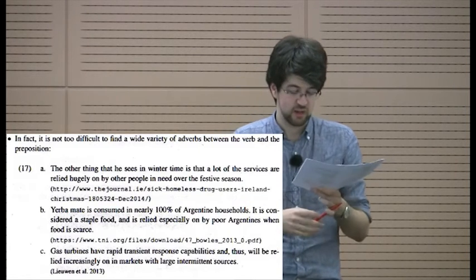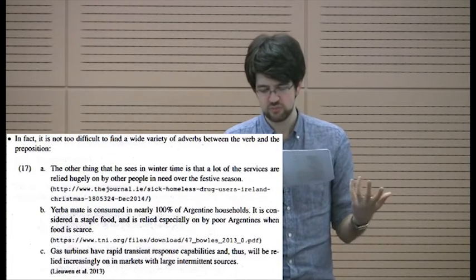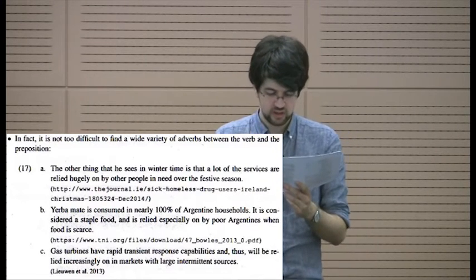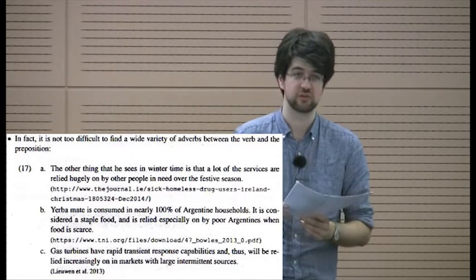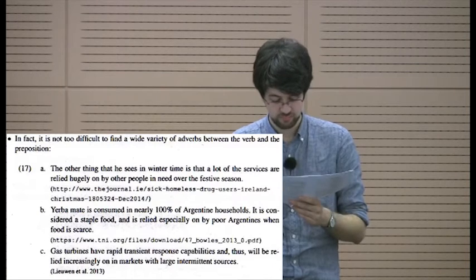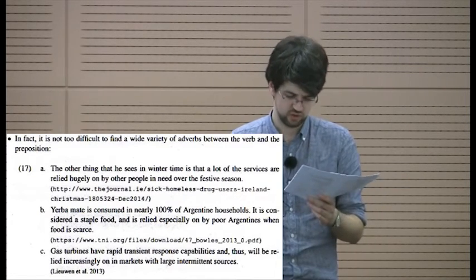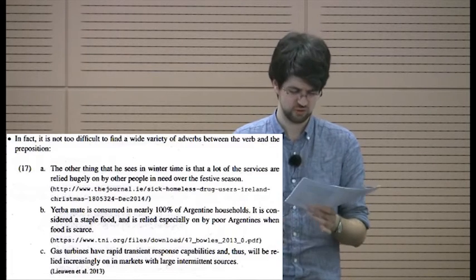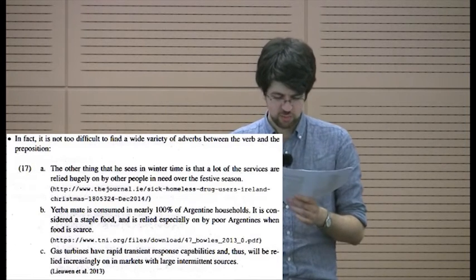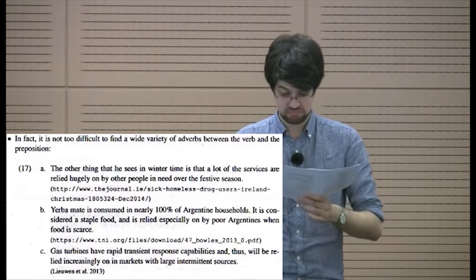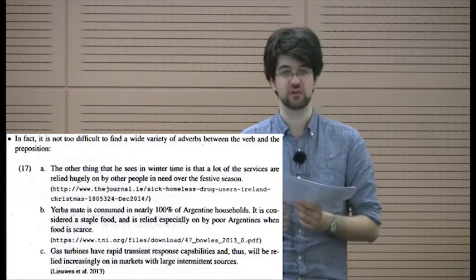17b is from an academic conference about agriculture, I think. Yerba mate is consumed in nearly 100% of Argentine households. It's considered a staple food and is relied especially on by poor Argentines when food is scarce. That seems all right to me. And 17c is from a peer-reviewed academic journal. It's a chemistry journal called Combustion and Flame, which is a much cooler name than any linguistics journal has ever had. But those gas turbines have rapid transient response capabilities and thus will be relied increasingly on in markets with large intermittent sources.